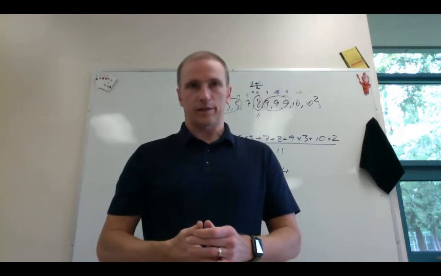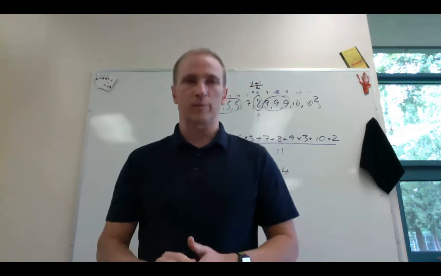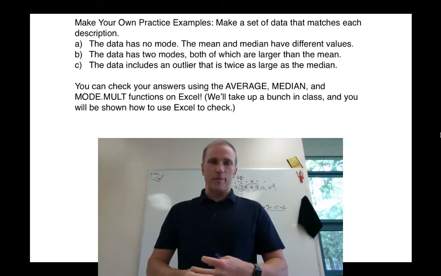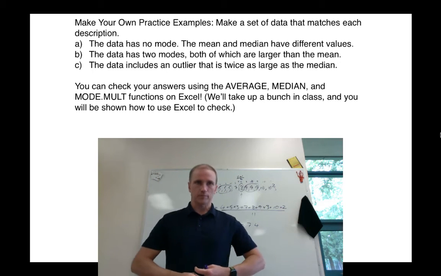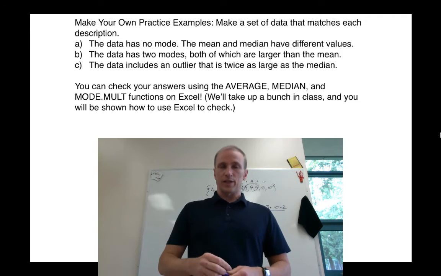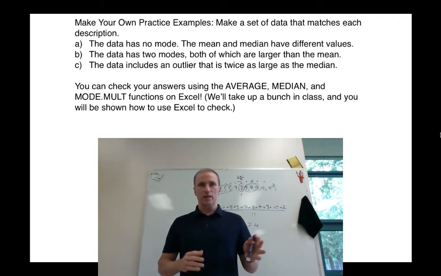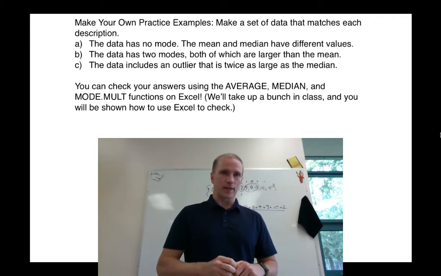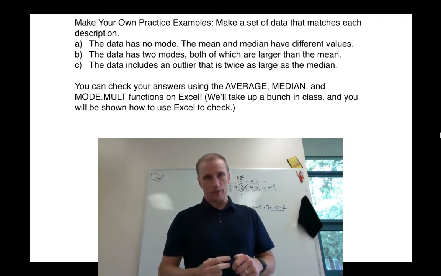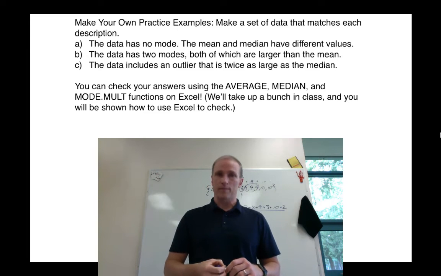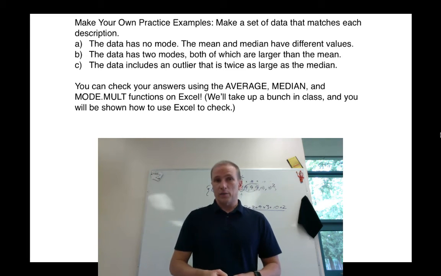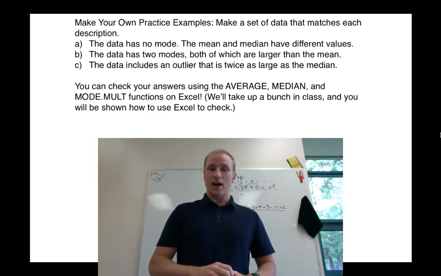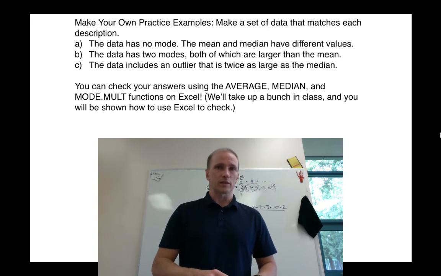So here is your task. What I want you to do is to make up your own practice examples. I want you to make a set of data that matches each description. The first description is the data has no mode, and the mean and the median have different values. I also want you to make a set of data that has 2 modes, both of which are larger than the mean. And finally, I want you to make a set of data for which the data includes an outlier that is twice as large as the median.